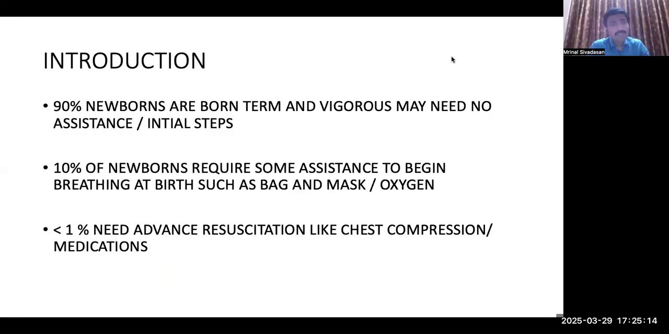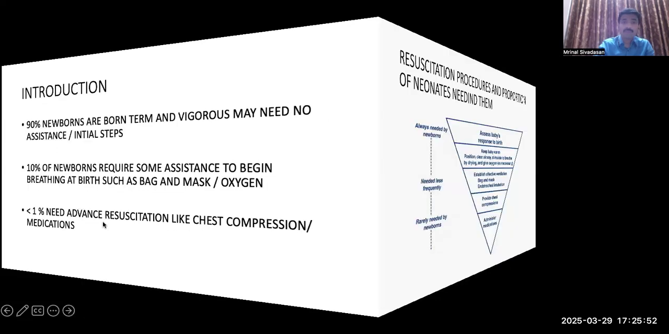You should know that 90% of babies are born term and vigorous, and may not need any assistance, or they may need only some initial steps. Around 10% of newborn babies require a higher degree of assistance to begin breathing at birth, such as bag and mask ventilation, and maybe oxygen. Less than 1% need advanced resuscitation like chest compression and medication. So our target newborns constitute around 10% of the population.